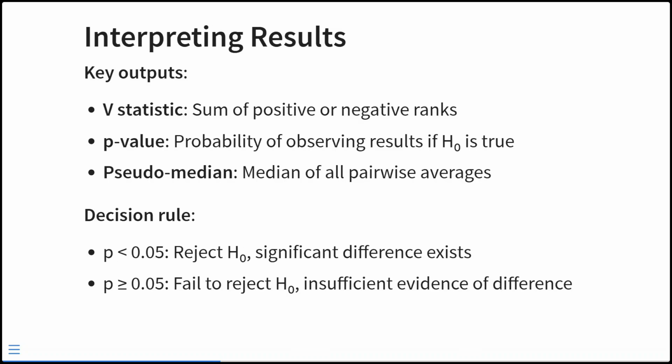So, interpreting results. We have the V statistic, which is the sum of the positive or the negative ranks. Then we also have the p-value, which is the probability of observing such results if the null hypothesis is true. And we also have the pseudo median, which is the median of all pairwise averages. Your decision rule is to reject your null hypothesis if a significant difference exists, or you fail to reject your null hypothesis if there is insufficient evidence of difference.